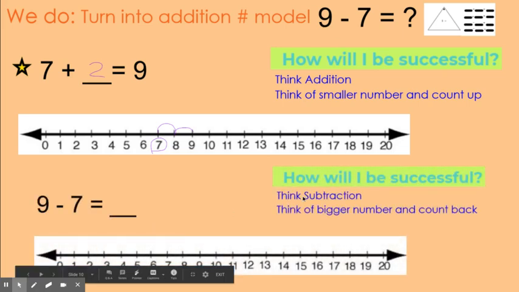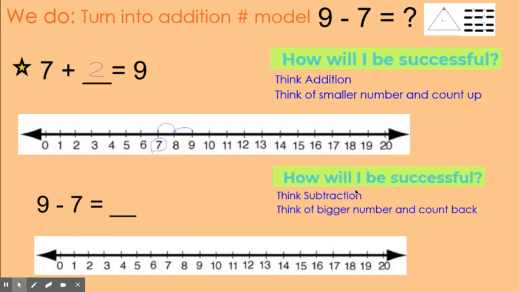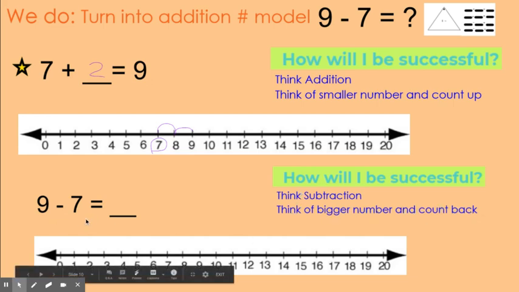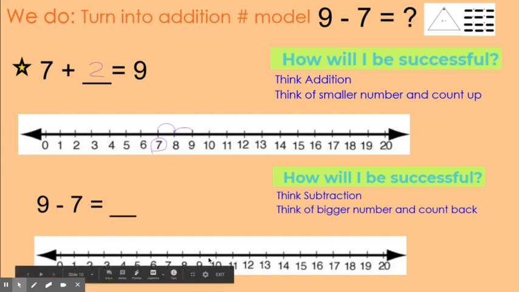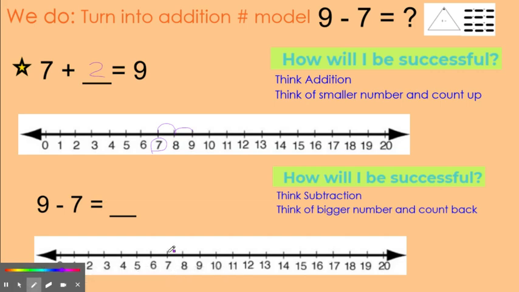Now let's go ahead and think subtraction. This one, you're going to keep it the same. All right. So when you're thinking subtraction, you're going to think of a bigger number and count back. So which one is the bigger number? It is 9. So we are going to circle 9.